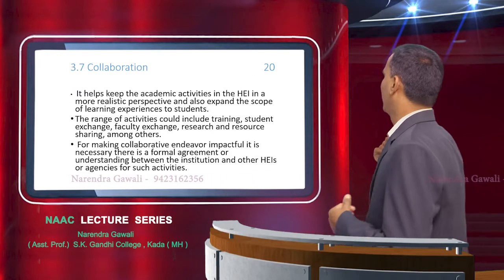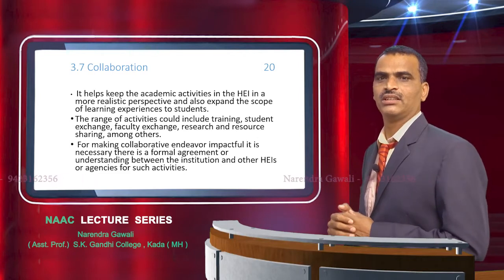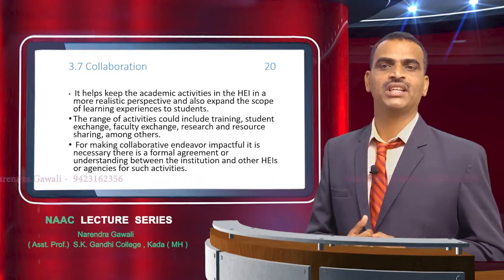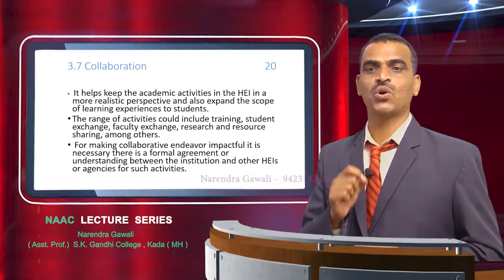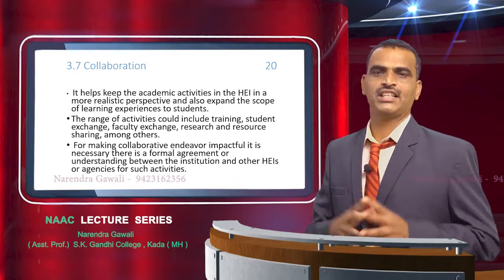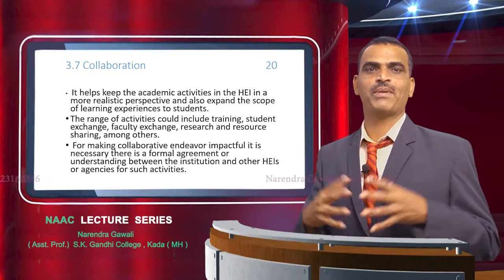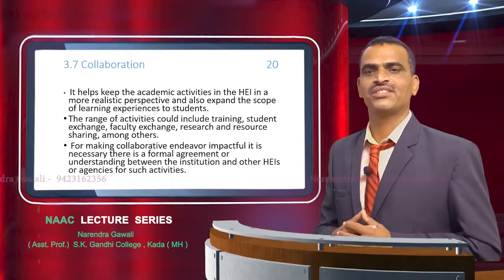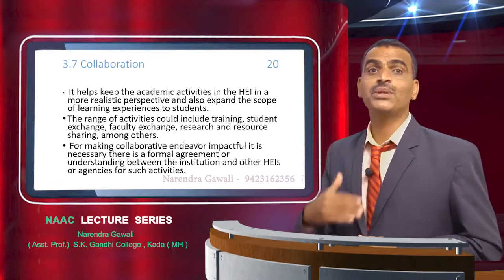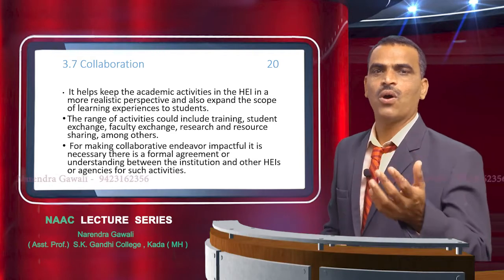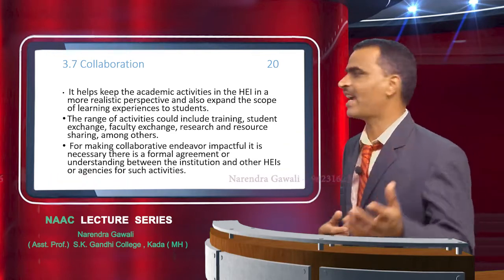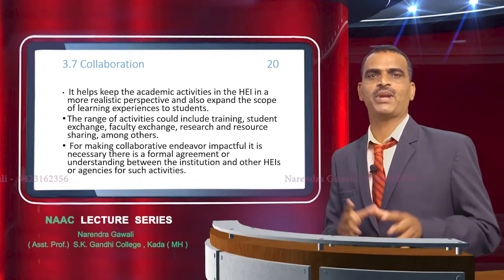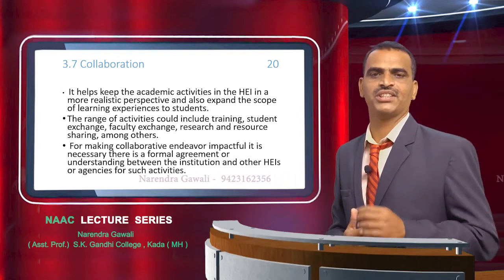Then we have this aspect, 3.7, collaboration. It has 20 weightage out of 1000. Collaboration helps keep the academic activities in higher education in a more realistic perspective and also expands the scope of learning experience for students. There should be proper mutual understanding, collaboration, tie-ups with NGOs or other external agencies. The range of activities should include training, student exchange programs, faculty exchange programs, research, and resource sharing, among others. This should be highlighted on these points: training, student exchange, faculty exchange, research oriented.